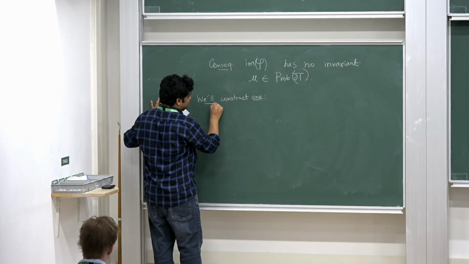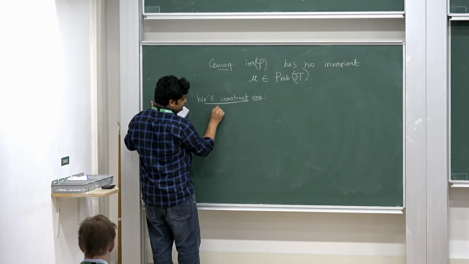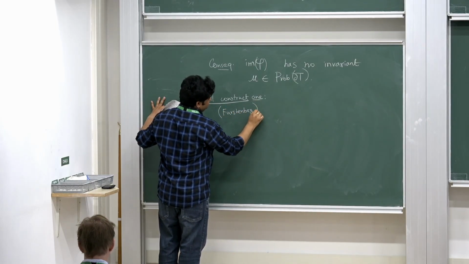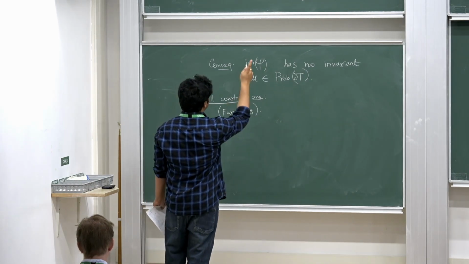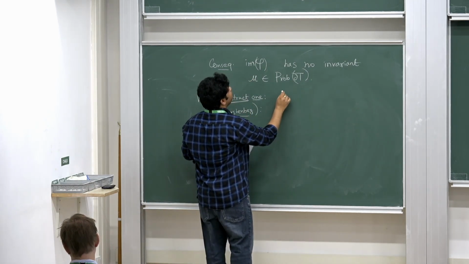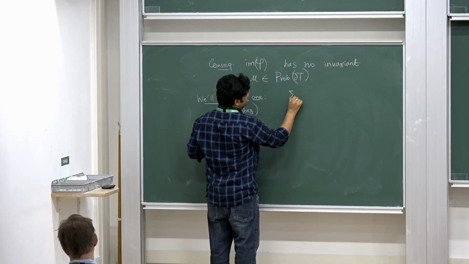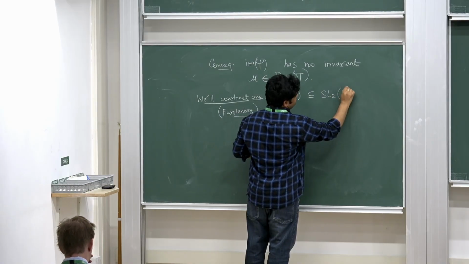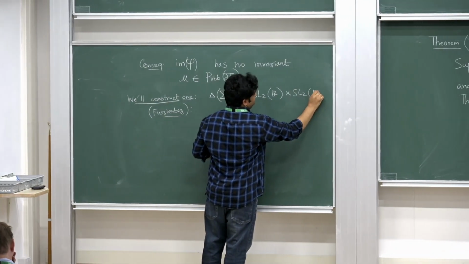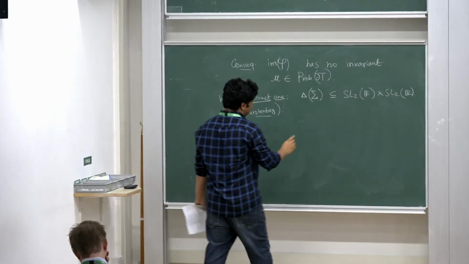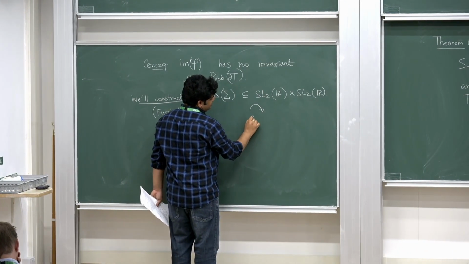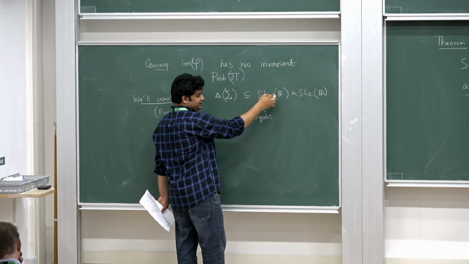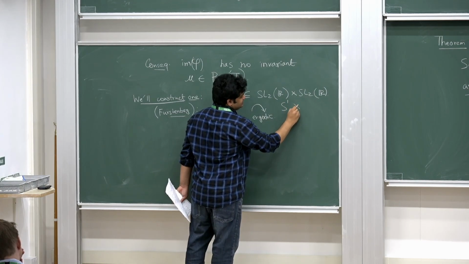Okay. So first of all, there is a lemma of Furstenberg. It says that in this situation, we are going to look at this diagonal group inside SL2R times SL2R. And the point here is that this diagonal group will act ergodically on the boundary times boundary. The boundary of the hyperbolic plane is the circle, so it's like circle times circle.